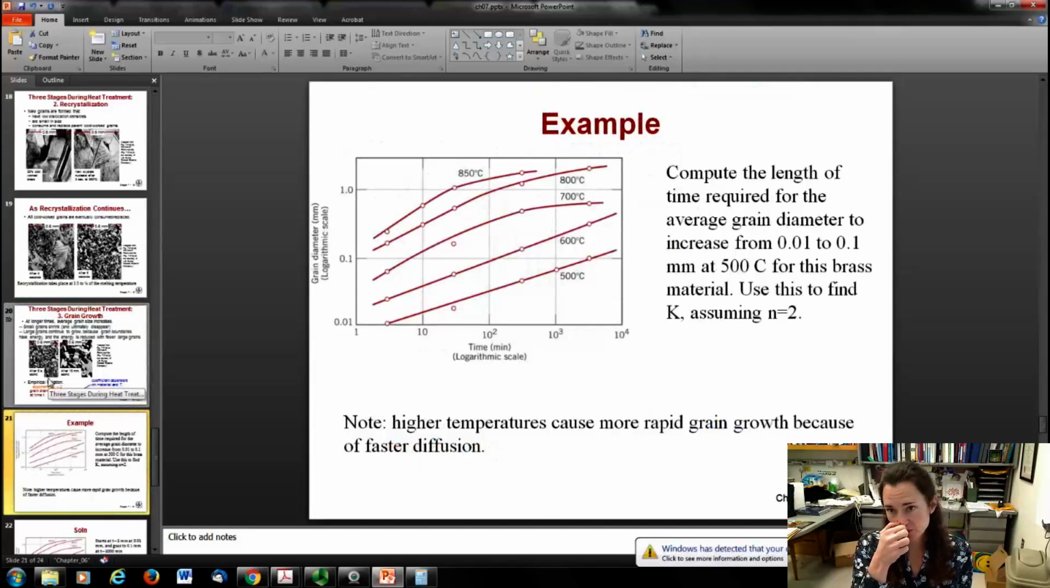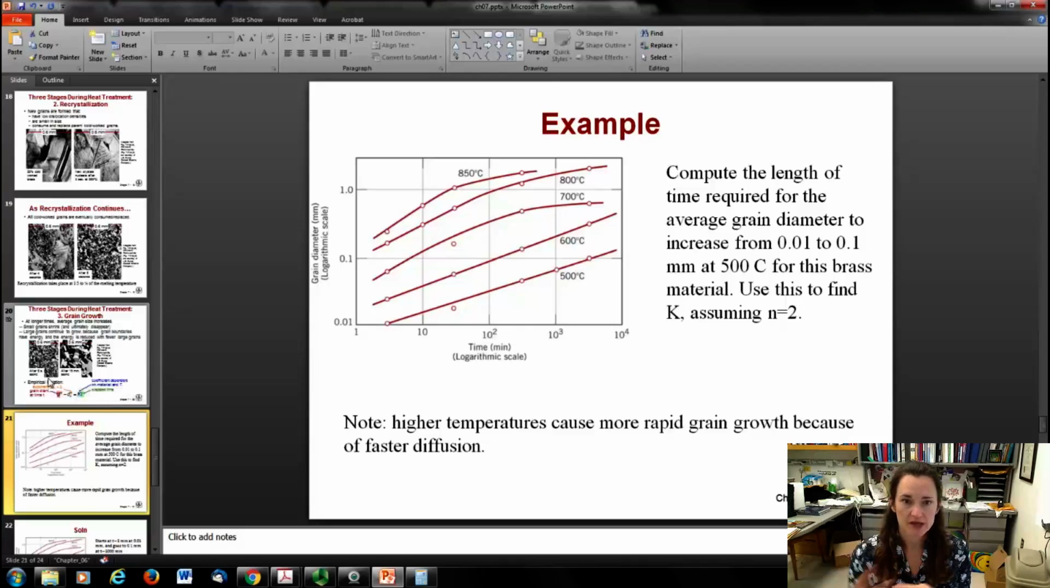Okay, for this example problem, it says to use the information in the graph to compute the length of time required for the average grain diameter to increase from 0.01 to 0.1 millimeters at 500 degrees C for this brass material, and then use that to find K if you assume that the exponent n is equal to 2.